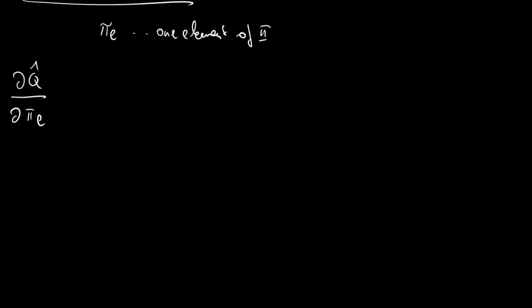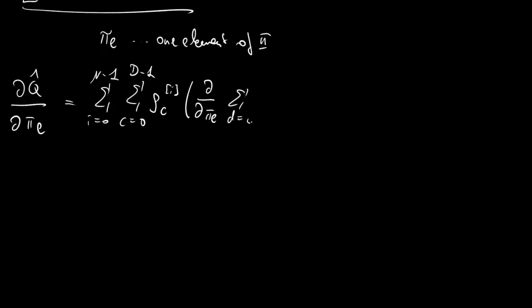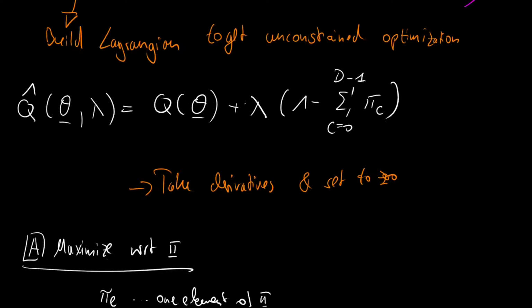So let us note this down, that we have basically the summation from i=0 to capital N minus 1, and then the summation from c=0 to capital D minus 1. And then we have our responsibilities, and then we have an opening bracket, and then here we have our derivative that propagated all the way to here, and then we have the other summation from d=0 to capital D minus 1 over the indicator that d is c times the logarithm of pi d. Then let's close this down and also put some brackets here because we now have to consider the derivative of this multiplier term here. And the derivative propagates over the lambda, of course, because it's just a multiplier.